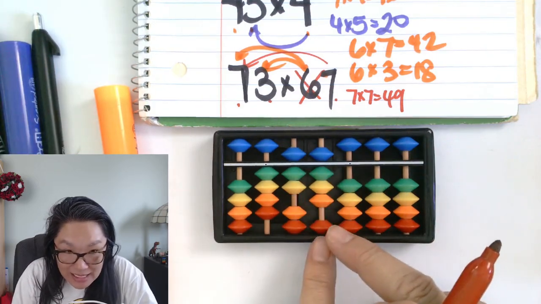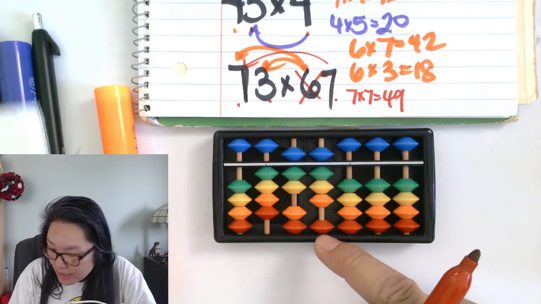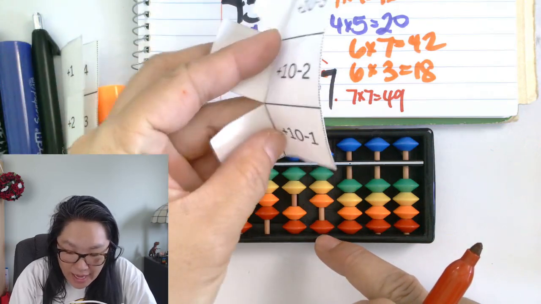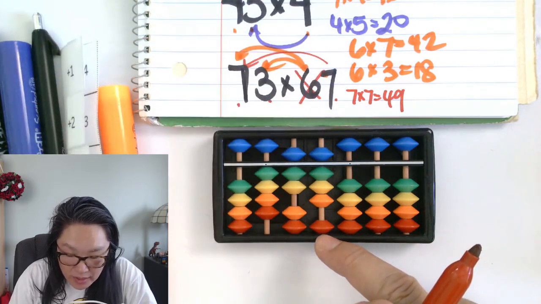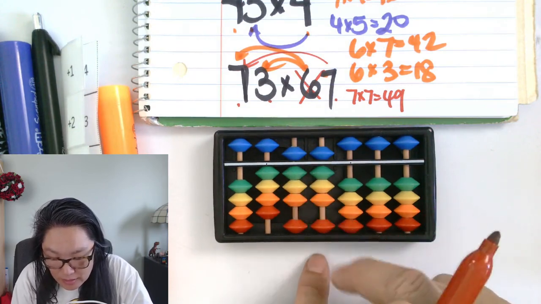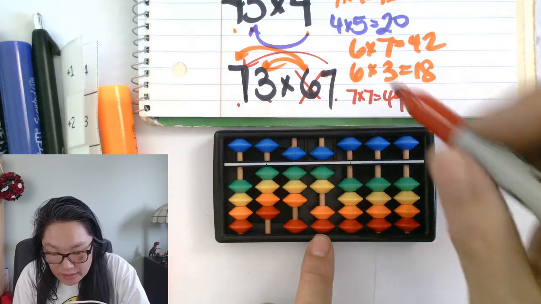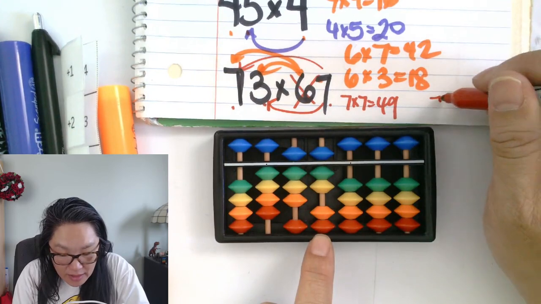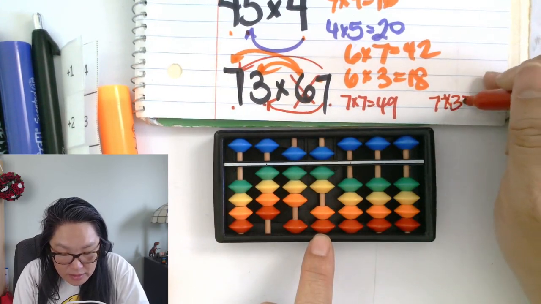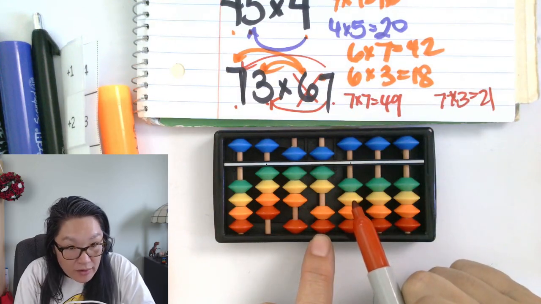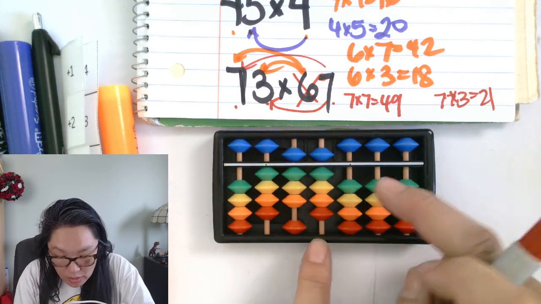And then we add the 9. There's not enough beads to add the 9. We know how to add the 9. How do we do it? We add plus the 10 minus the 1. So I'm going to plus the 10, take away the 1. That's 49. Then what's next? I do 7 times 3. 7 times 3 is equal to 21. I add my 2, I add my 1. Is that enough? Yeah, there's enough. 2 and then 1.